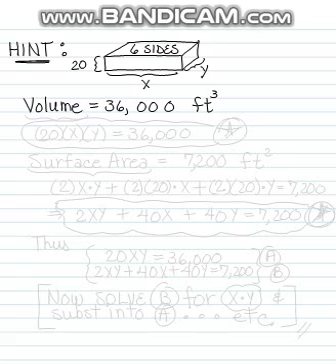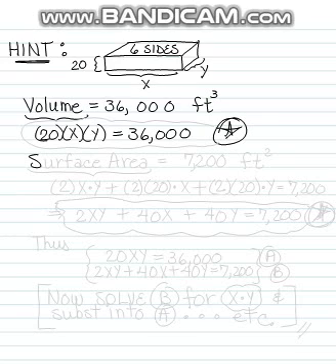It's going to be the edge times the other edge. So the volume will replace with the edge, 20, times the other edge, x, times the other edge, y, equals 36,000. I'll put a star here because that's a nice equation. We'll come back to it later.